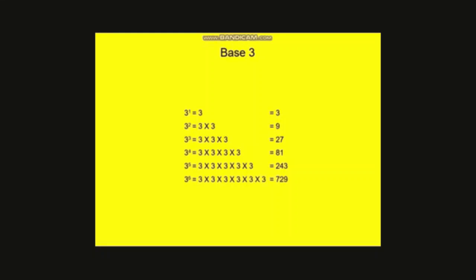So here we have base 3. So again, we've got 3 to the power of 1 is 3, 3 to the power of 2 is 3 times 3, which is 9, 3 cubed is 27, 3 to the 4 is 81, 3 to the 5, 243, 3 to the 6, 729, 3 to the 7, 2187, 3 to the 8, 6561, 3 to the 9, 19683, 3 to the 10, 59,049. So again, you can see from 3 to the power 1 to 3 to the power 10, we've increased incredibly rapidly. We've gone from 3 to 59,000 in 10 steps.